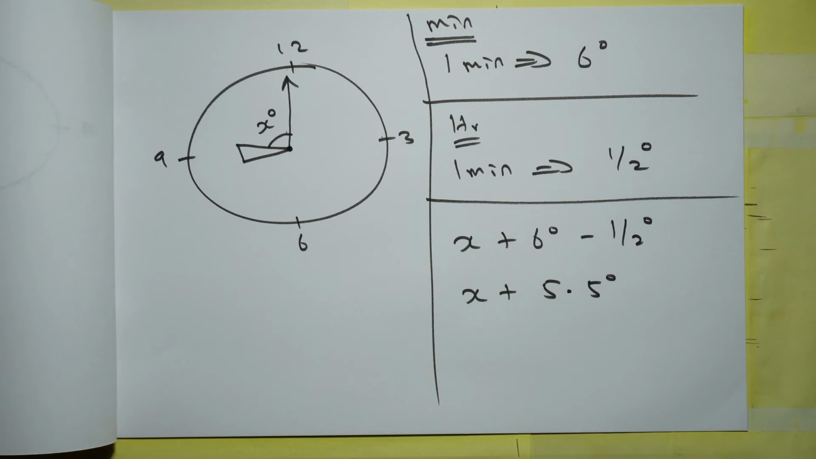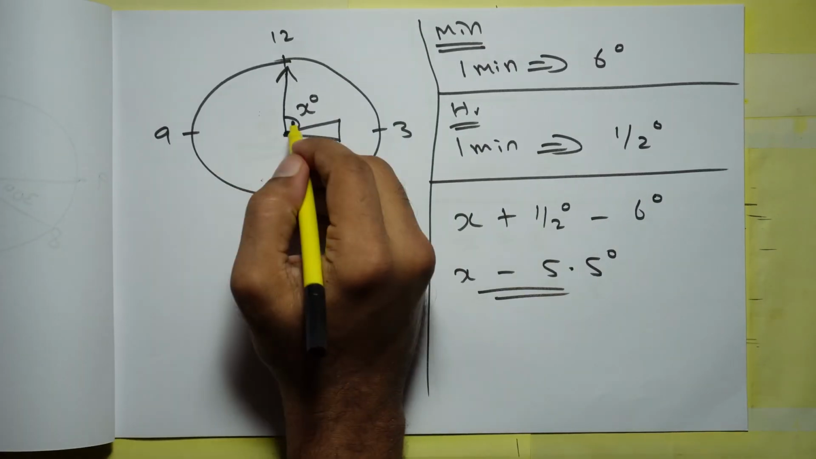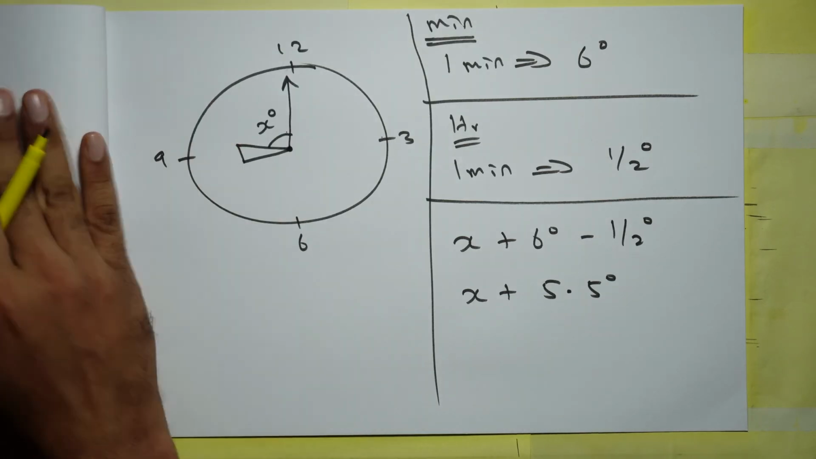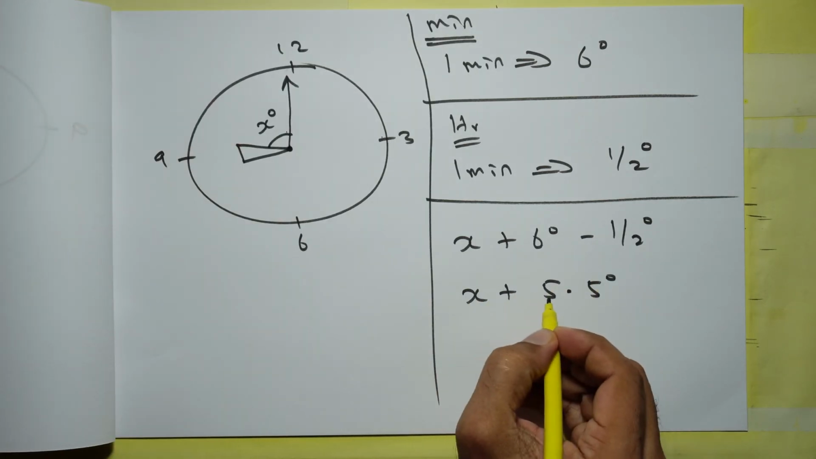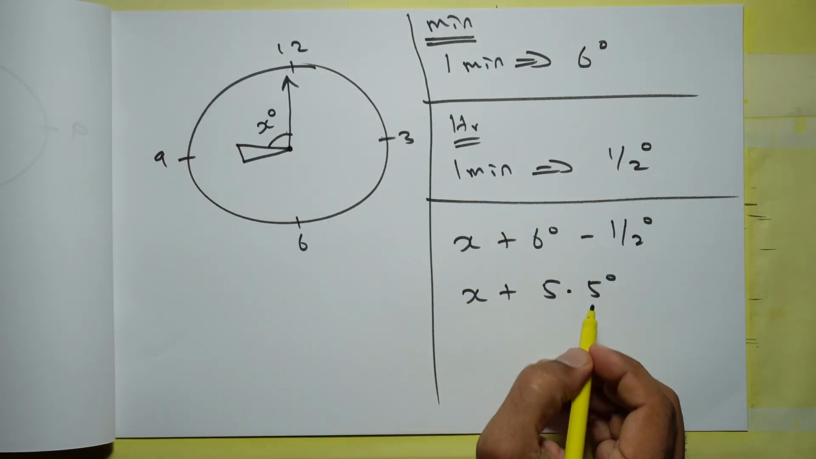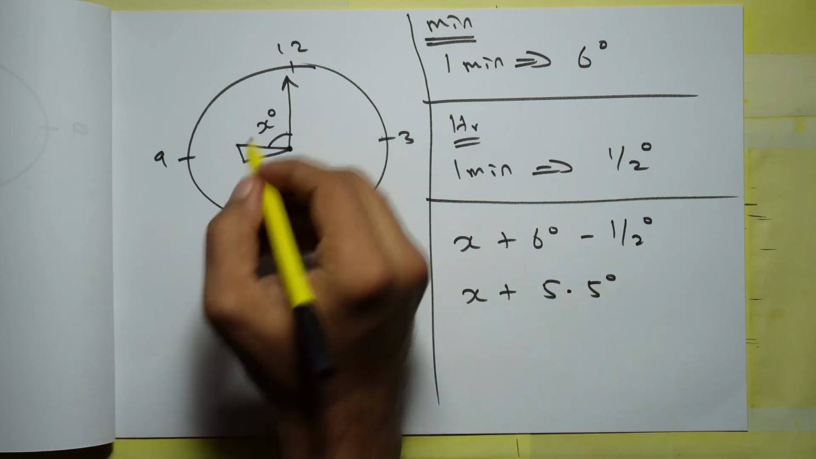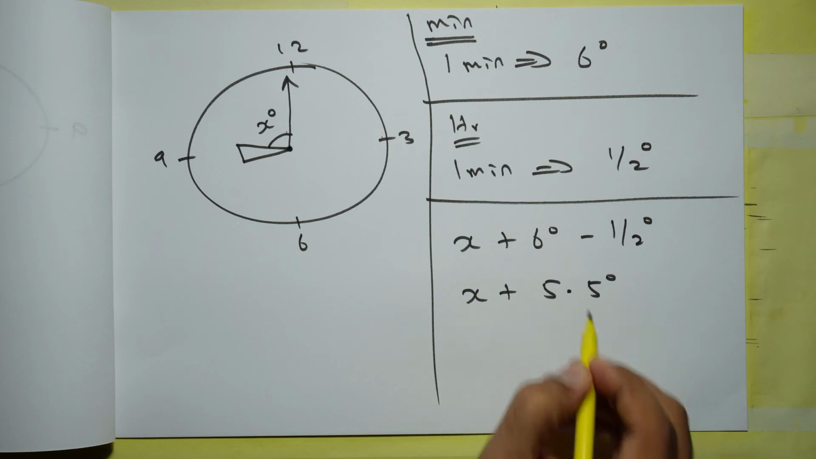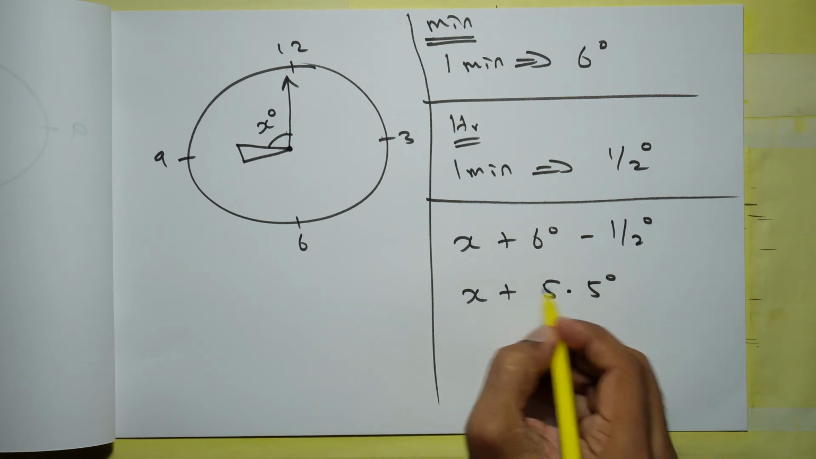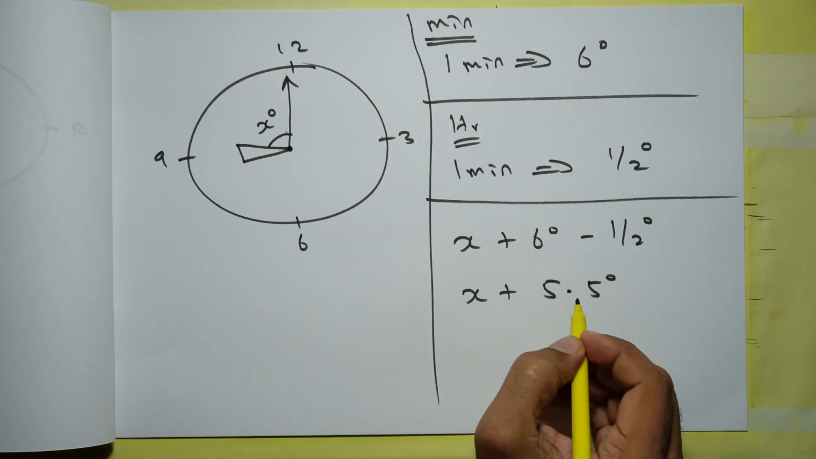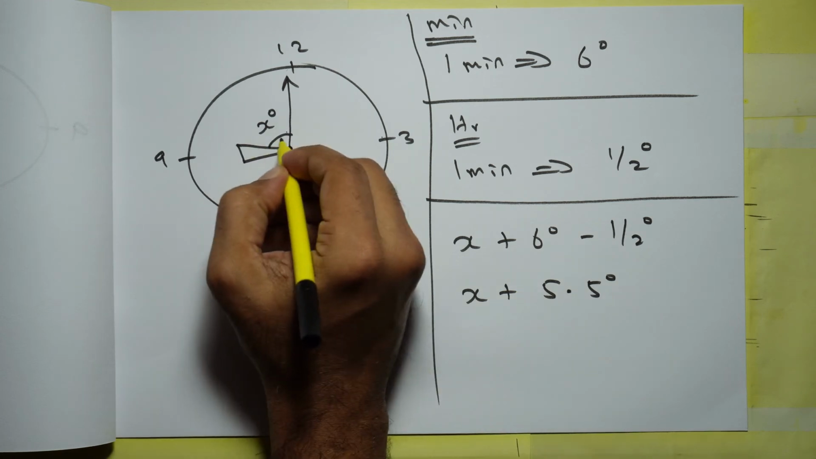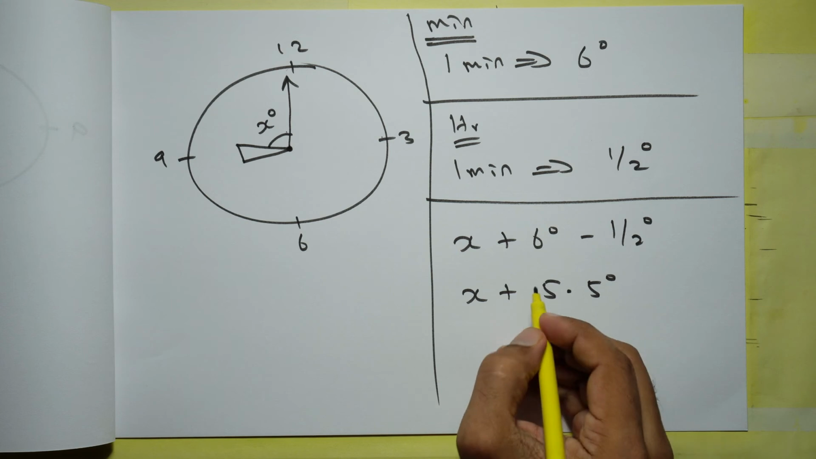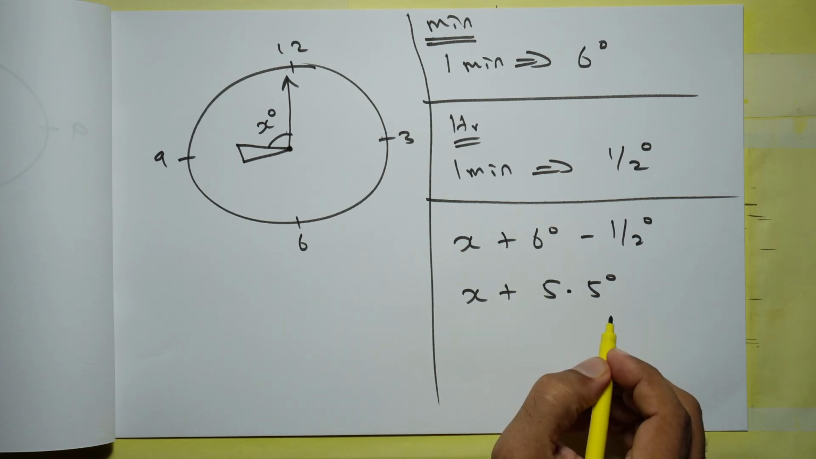In the previous case, the angle was decreasing by 5.5 degrees in 1 minute. And in this case, the angle is increasing by 5.5 degrees every minute. Now, the main thing to be noted is that the angle between the hour hand and minute hand continuously changes by 5.5 degrees, maybe increasing as in this case, or maybe decreasing as in the previous case. It depends upon their relative position. But the angle continuously changes by 5.5 degrees.